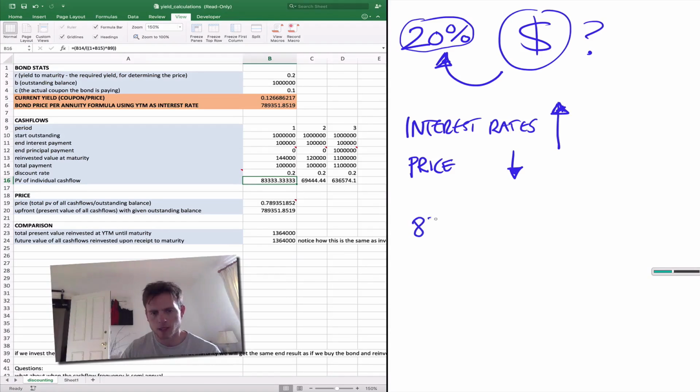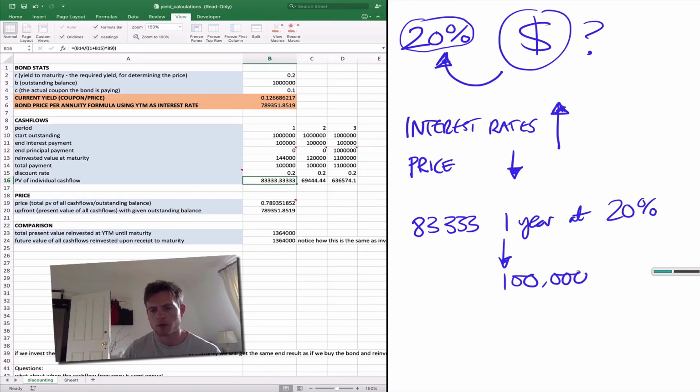83,333. So what we're saying is if I invest 83,333 for 1 year at 20%, then that will be worth 100,000 at the end of that 1 year. So that's equivalent to what I'm going to receive in this bond, right? So for this individual cash flow, I'm paying this.